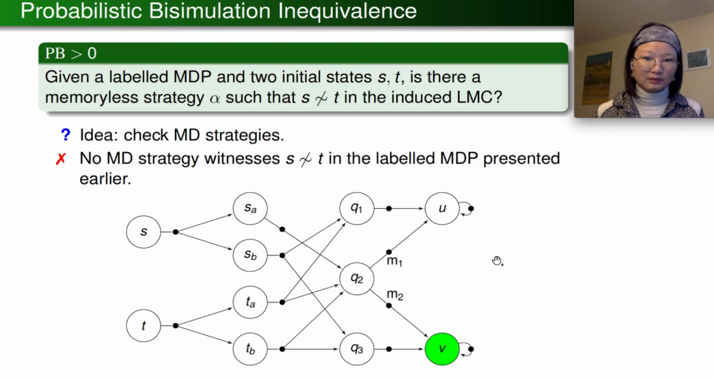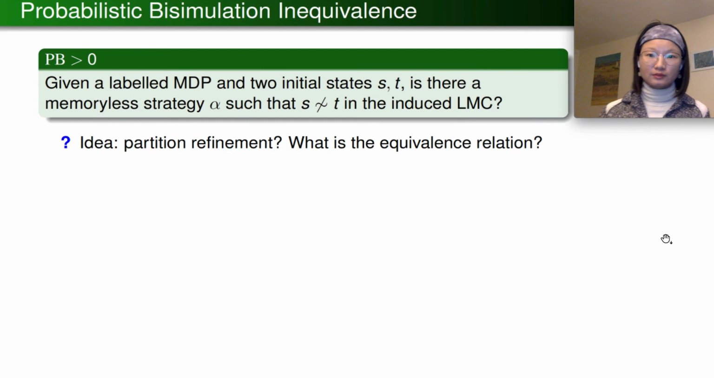However, in the labeled MDP presented earlier, we know that if we are only allowed to use MD strategies in this MDP, then S and T will always be probabilistic bisimilar. So only memoryless randomized strategies for this MDP will witness that S and T are not probabilistic bisimilar. So it is not enough to just check MD strategies. So what we do is we define an equivalence relation and then we run the classic partition refinement algorithm.